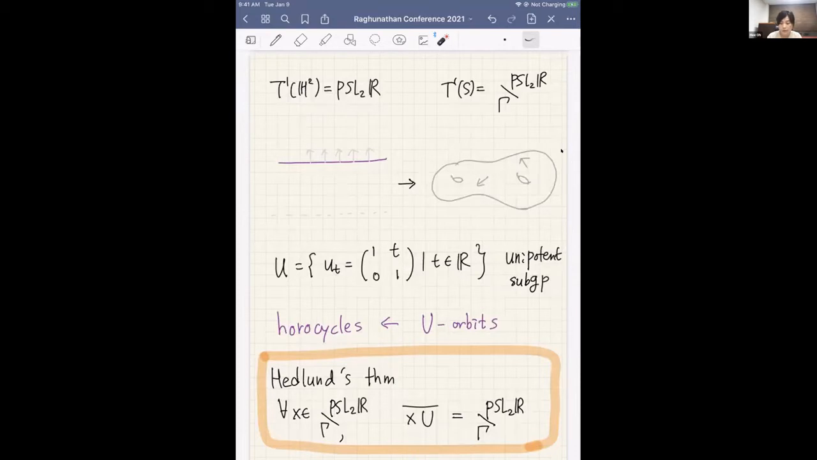And also the identification of H2 by gamma. So my S is H2 mod gamma. So the unit tangent bundle of S is exactly this homogeneous space PSL2R mod gamma. Okay. So now we want to consider this one parameter unipotent subgroup, consisting of these upper triangular matrices (1, t; 0, 1).